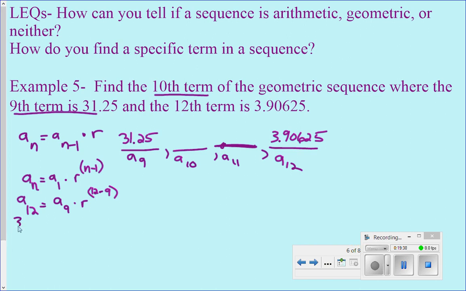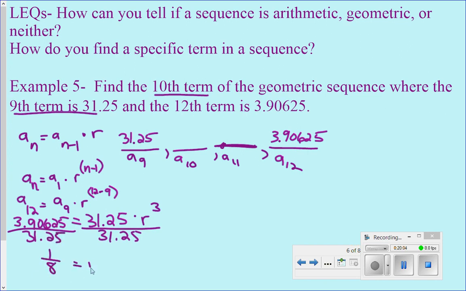So I'm going to go ahead and put 3.90625 in for A12. I'm going to go ahead and put 31.25 in for A9. And I don't know r, but I do know that 12 minus 9 is 3. So now I only have one variable, and now I can solve. So I'm going to divide both sides by 31.25. And when you do that, you should get 1/8 is equal to r cubed. And we know to undo a cube, we take the cube root. And hopefully you know this without a calculator, the cube root of 1/8 is 1/2, because the cube root of 1 is 1 and the cube root of 8 is 2. So now we know r.